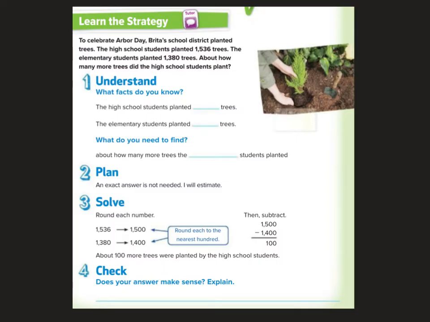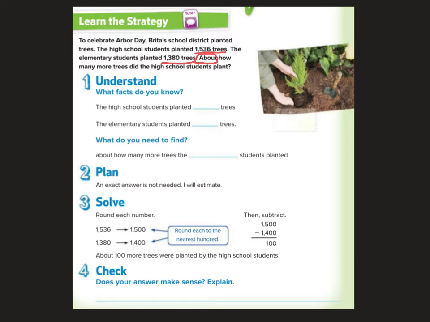To celebrate Arbor Day, Britta's school district planted trees. The high school students planted 1,536 trees. The elementary students planted 1,380 trees. Oh, look at that word, about. Let's circle it. About how many more trees did the high school students plant?